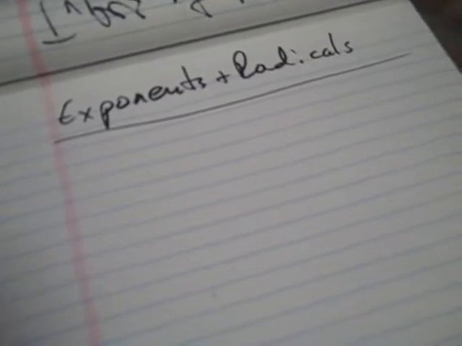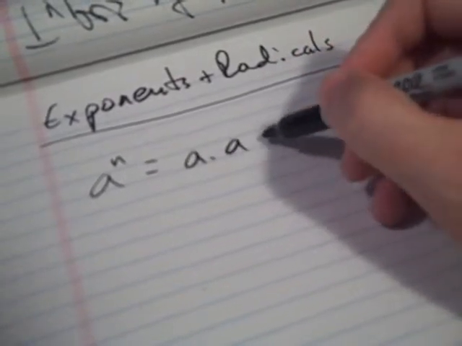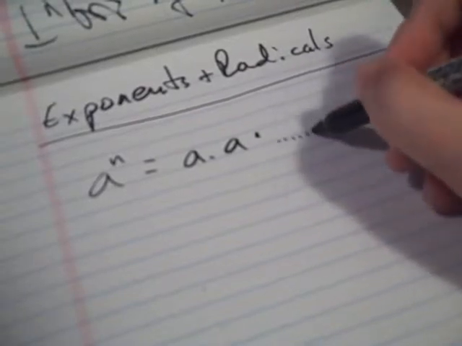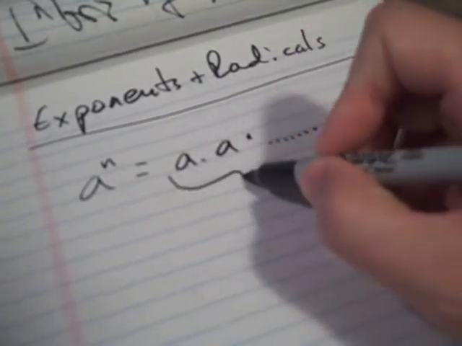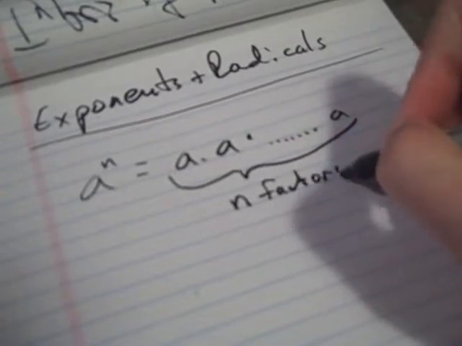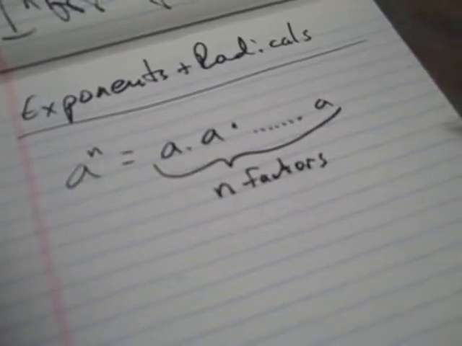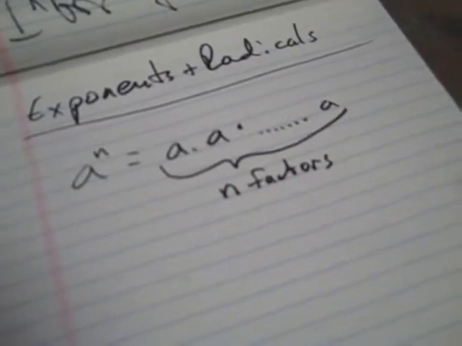Okay, exponents and radicals. So if a is any real number and n is a positive integer, then the nth power of a is defined as this: a times more a's until you get all the way to the last a, and this is n factors, right? So a number a is called the base, and n is called the exponent.